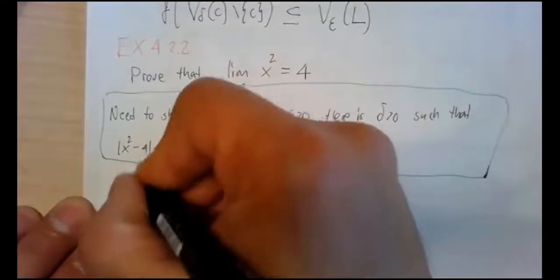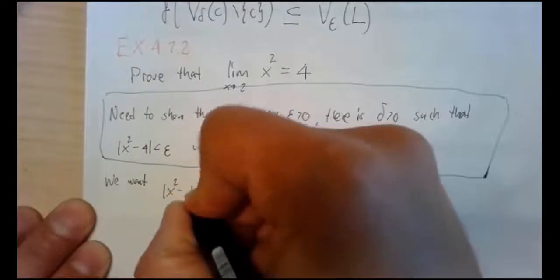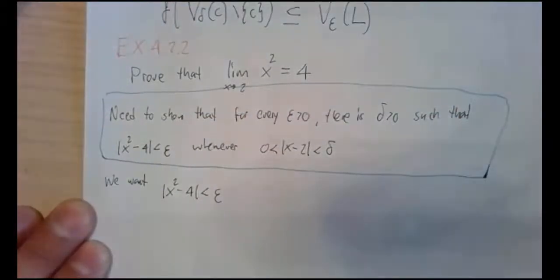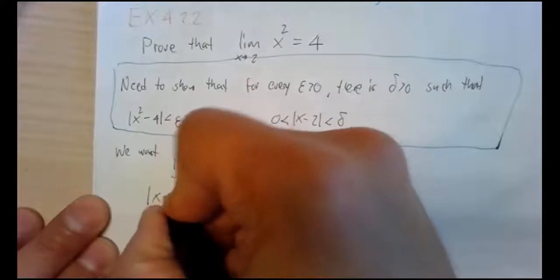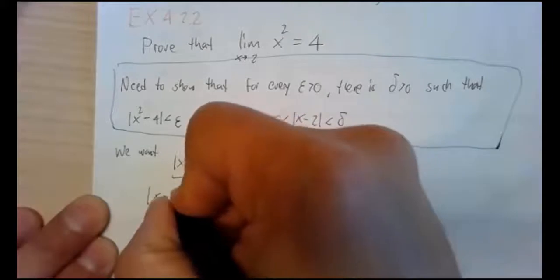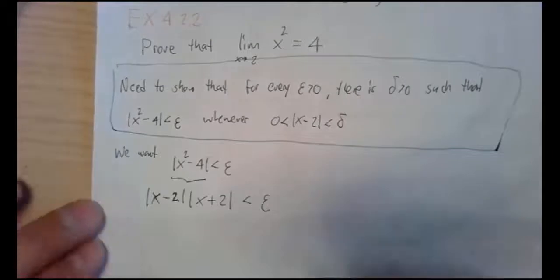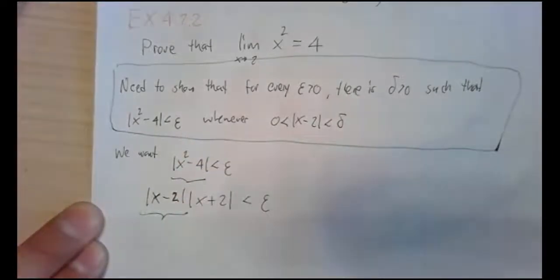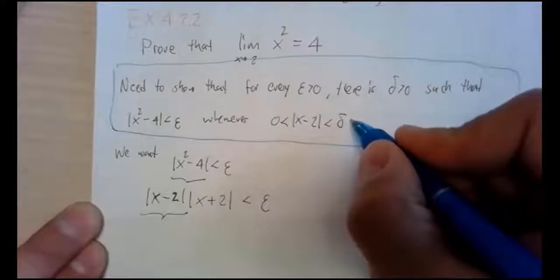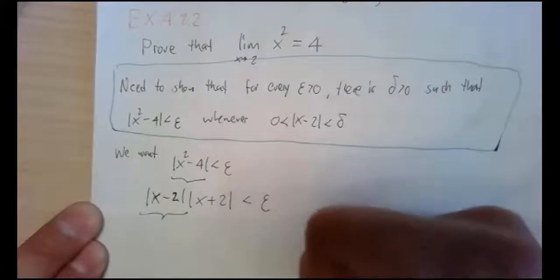So how do we do this? Well, you start with what you want, right? So we want |x squared minus 4| less than epsilon. And we then factor this. So this is |x minus 2| times |x plus 2| less than epsilon, right? Now, we're in great shape because this we can manage. This |x minus 2| is the part that we can make less than delta. The problem is this x plus 2, right?